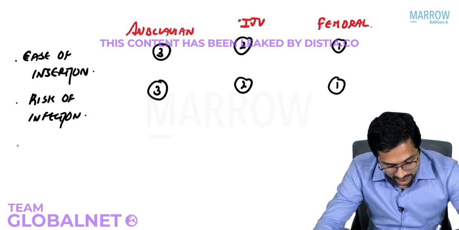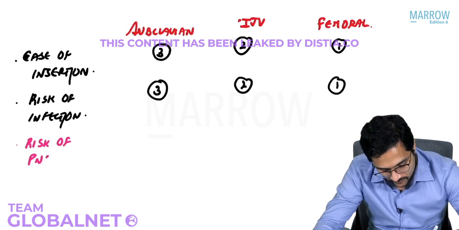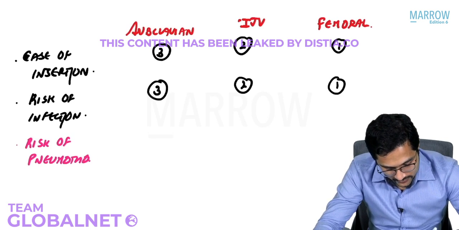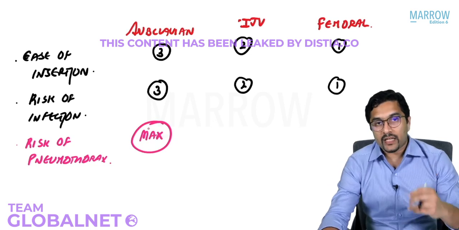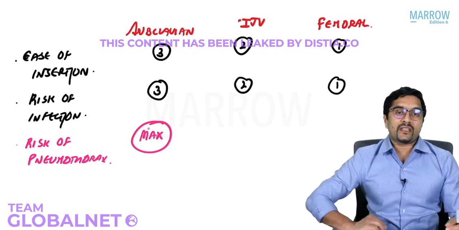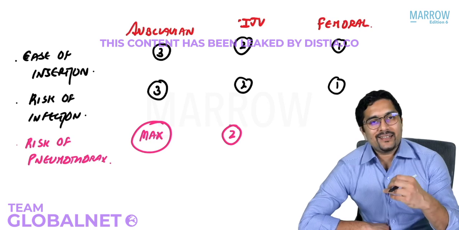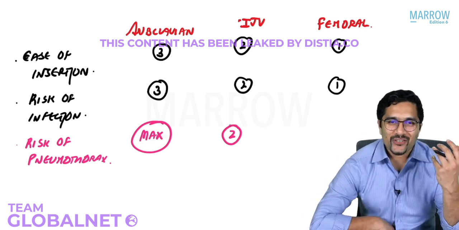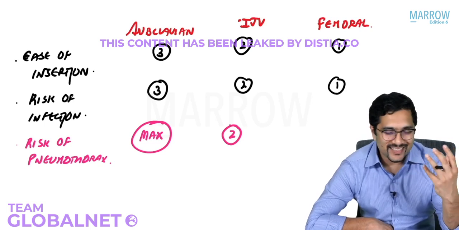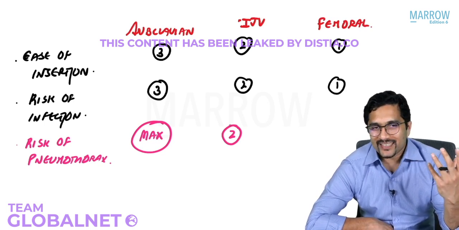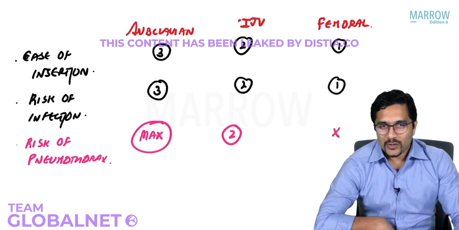And finally, you have risk of pneumothorax. The risk of pneumothorax is maximum in subclavian, because we know that subclavian is closely associated with the apex of the lung. It is number 2 in IJV, and if you cause pneumothorax using a femoral central line, you need to be really talented. I don't think anyone is so talented that they can cause pneumothorax using a femoral line. So here pneumothorax is out.